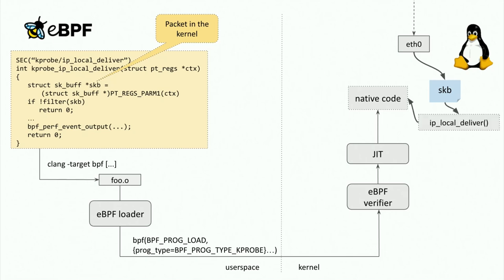Then the packet will be processed by the IP local deliver function, where it reassembles IP fragments and hands it off to the next layer, which is the transport layer. So in this case, it's going to generate an event, and my BPF program is going to be executed. And as you can see in the BPF program, just before it returns, it writes this notification to a BPF map. So a BPF map is a shared data structure between kernel and user space. And that's how the kernel relays this information to user space.